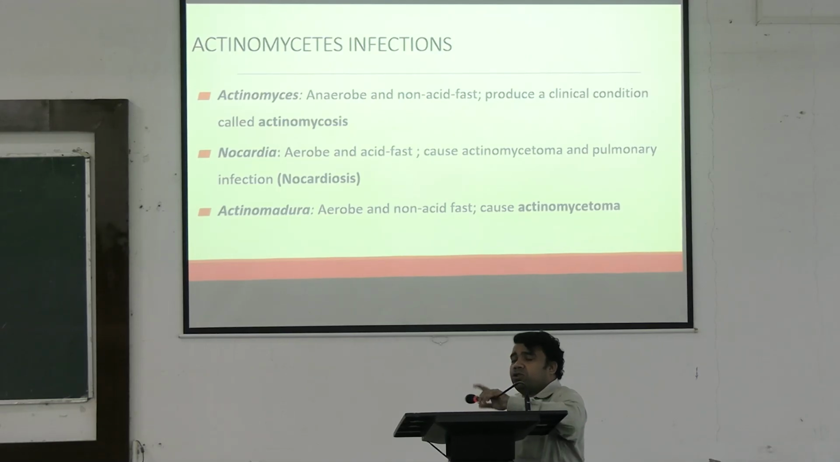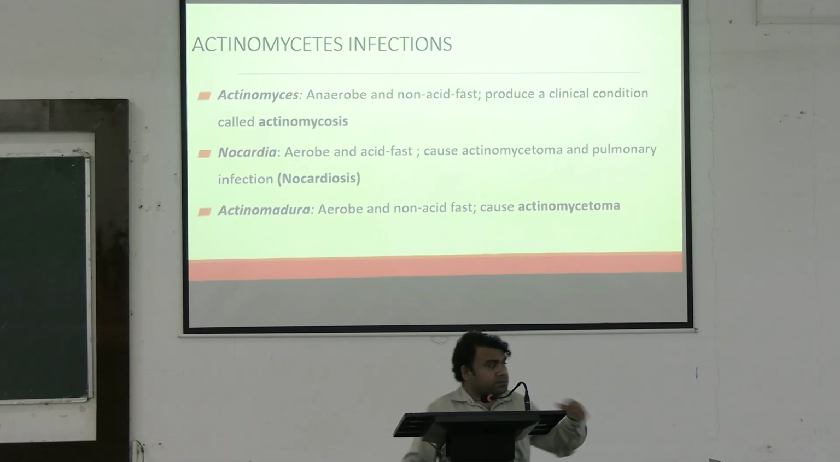Actinomyces. Although it has the name myces, it is not a fungus. These are anaerobes and not acid fast. I'll come to the reason why I have mentioned non-acid fast here. The other type is called Nocardia. They cause nocardiosis. Nocardia are not only aerobes, but they are also acid fast. Now look at the difference: Actinomyces are anaerobes, whereas Nocardia are aerobes. Actinomyces are non-acid fast, whereas Nocardia are acid fast.